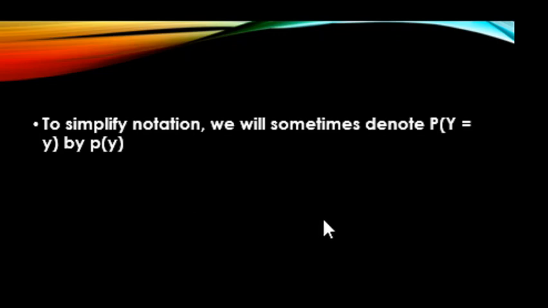Okay, so let's put this together. So we will use this notation: probability of Y equals y. And we can also simplify this by just using the lowercase y. So let's say the value of y is 2, so we can just say probability of 2 instead of saying probability of Y equals 2. So that will just simplify the notation.